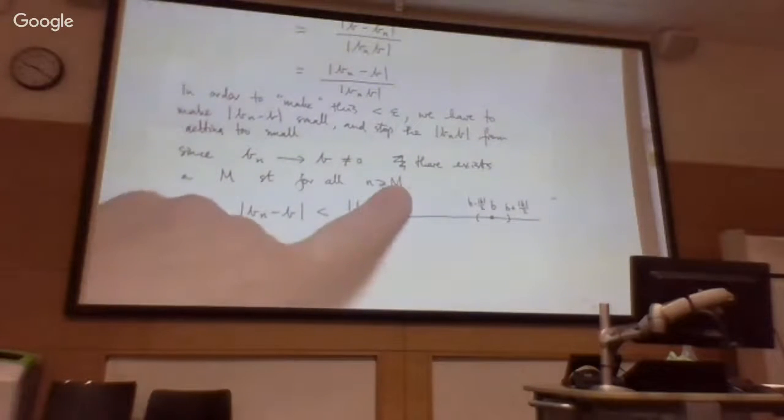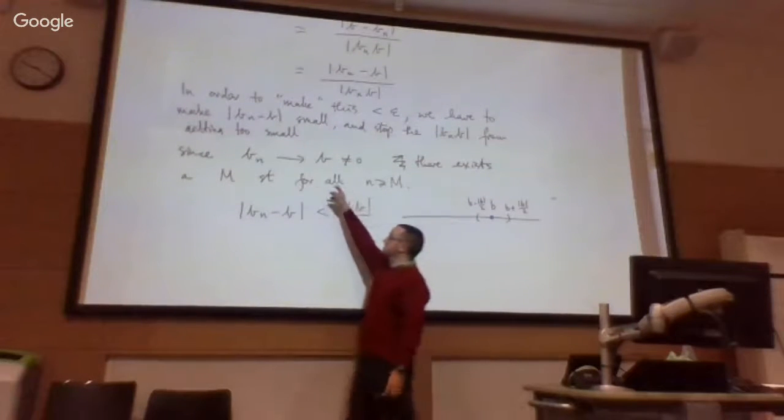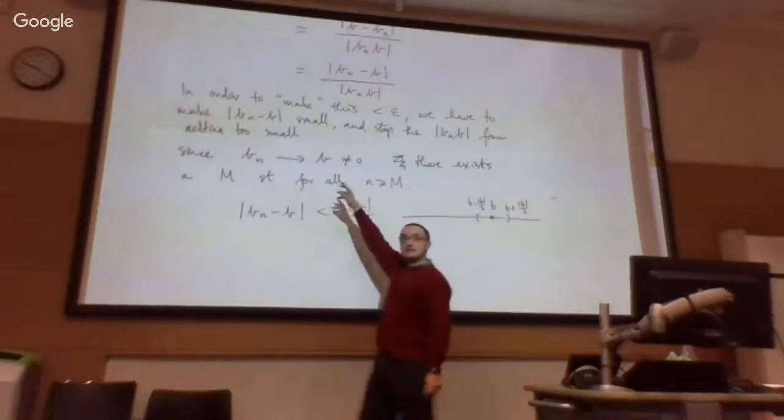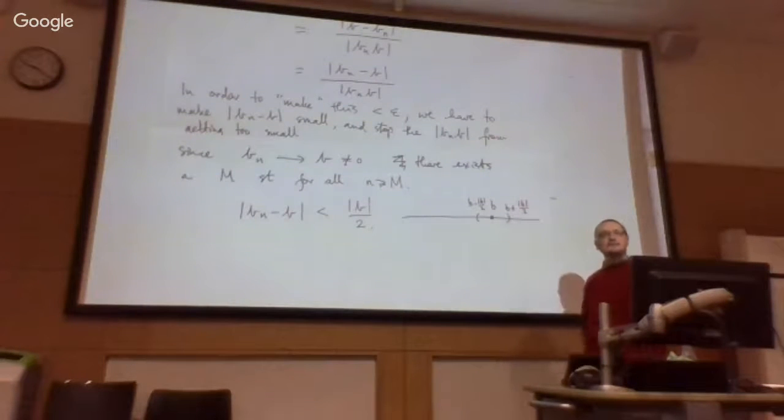But the existence of this point capital N comes to me from the definition of convergence, because this is to do with the convergence of Bn to B, which I'm allowed to assume. Yes. Why is it B over 2? Well, I'm about to explain that.